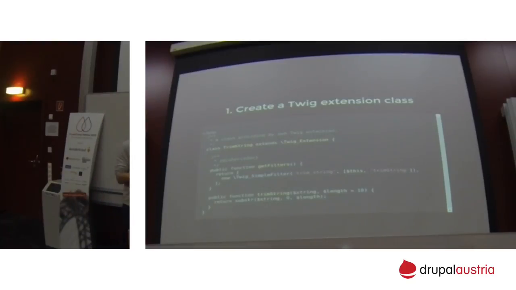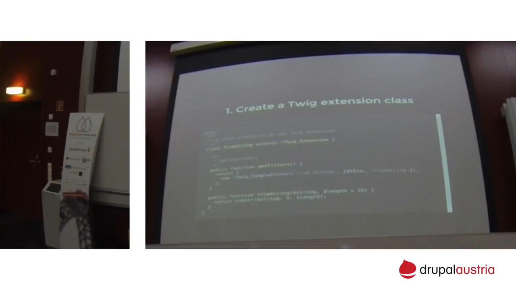Your extension class should extend the Twig extension class that is provided by Twig itself. There you need a getFilters method that will return an array of Twig simple filters. And the Twig simple filter takes as parameters: the first parameter is a string, and it is the name of the filter. So this is the thing that you call this filter inside the Twig template.